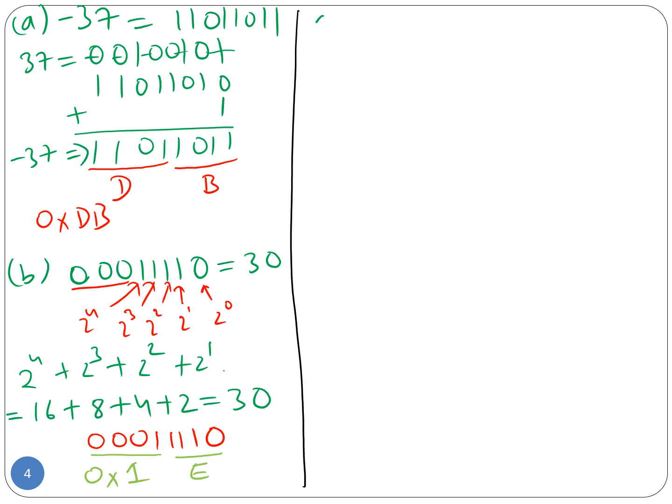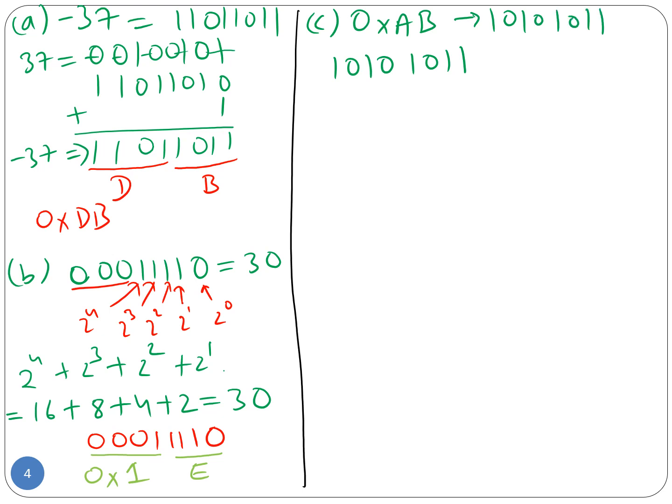Part C of this question is asking us to translate this hexadecimal string into binary and decimal. So let's first translate this into binary. A is basically 1010 and B is 1011. So this is the binary equivalent: 1010 1011.